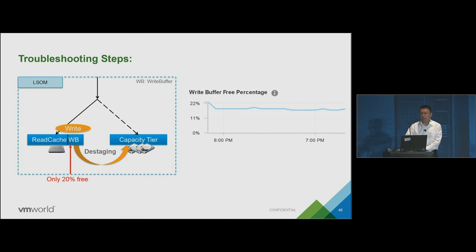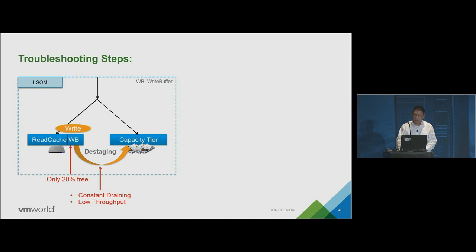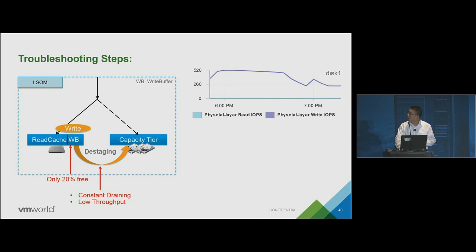And we find that the write buffer has only 20% free space. At the same time, this staging is constantly going on, but the throughput is very low. There is nothing wrong about this. This is just saying Virtual SAN is busy at the write buffer layer, and the performance issue of low throughput is present over there. And then we further walk down the architecture and hit a bottom physical disk layer.